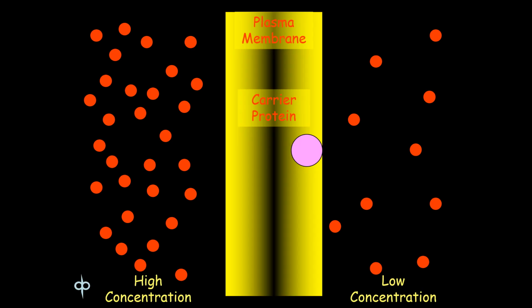So this is an animation of these carrier proteins. You've got your plasma membrane, which is made up of your phospholipid bilayers and proteins. As you can see, your carrier protein takes your ions from your low concentration and puts them in the area of high concentration.